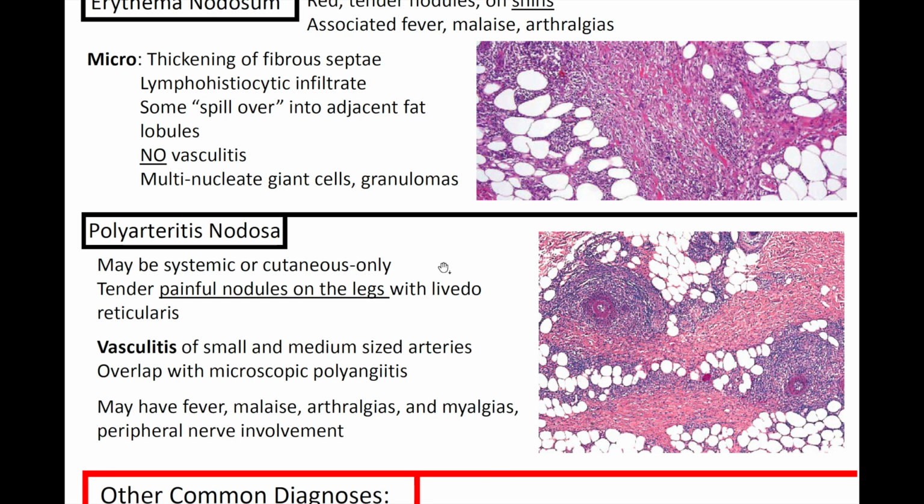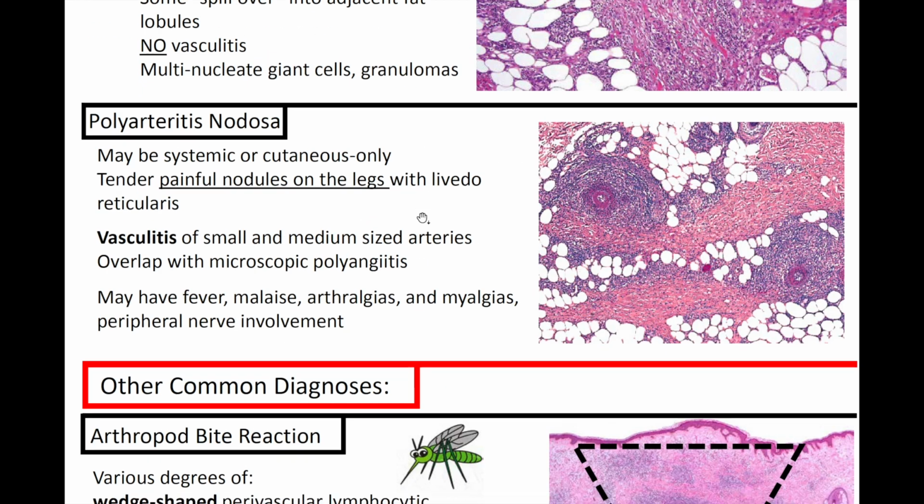All right, polyarteritis nodosa. It may be systemic or cutaneous only. And these are tender, painful nodules on the legs with livedo reticularis, as well as vasculitis of the small and medium-sized arteries with overlap with microscopic polyangiitis. They may have fever, malaise, arthralgias, and myalgias with peripheral nerve involvement.